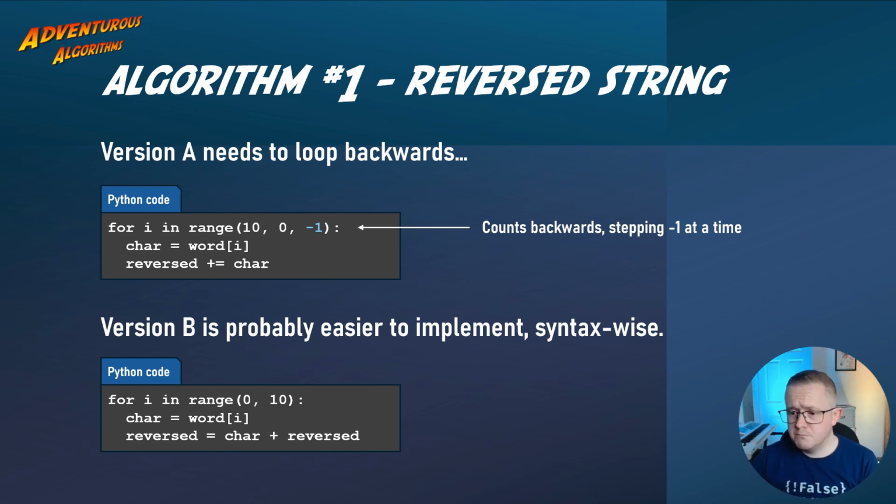Now version B, it might well be easier to implement syntax wise. So version B is what you might call a more normal loop, where you're going 0 to 10 and you're just counting up in ones. We're not doing any special step there. The second line of the algorithm is the same as the first version. So we're getting one character, but then instead of adding that character onto the end, I'm adding it onto the start. So reversed equals character plus whatever the existing reversed value was. So that's always sticking it on the start.